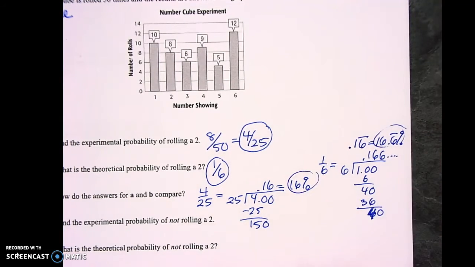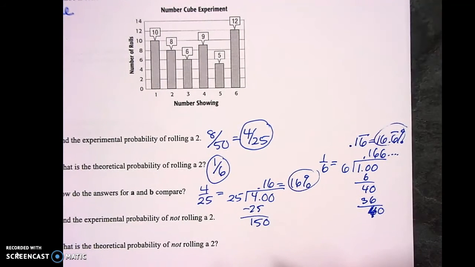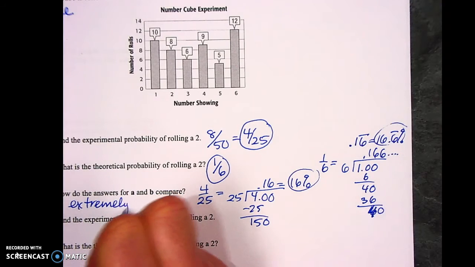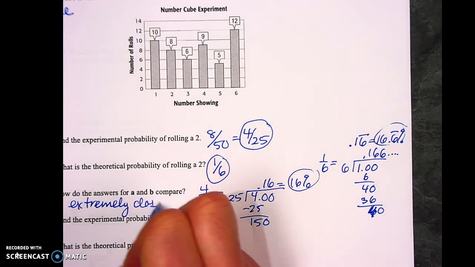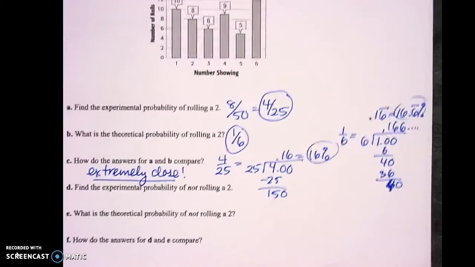So how do these compare? Well, they're extremely close, 16% to 16.6%. And that's how I'll write my answer. As long as I've shown the work, I've proved it, and they are extremely close. So 1/6 is slightly higher than 4/25. Moving on to the next question.